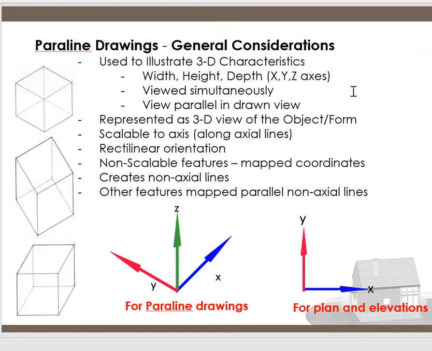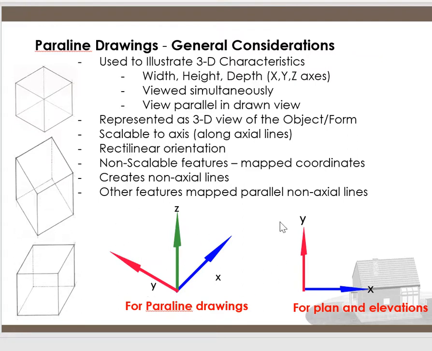This is different than our multi-view drawings, which only have an X and Y, a width and a height. What a Paraline drawing adds is this right here. There are 3 different angles. You have your X, which is horizontal, your Y, and then you have this Z axis that gives us that corner.